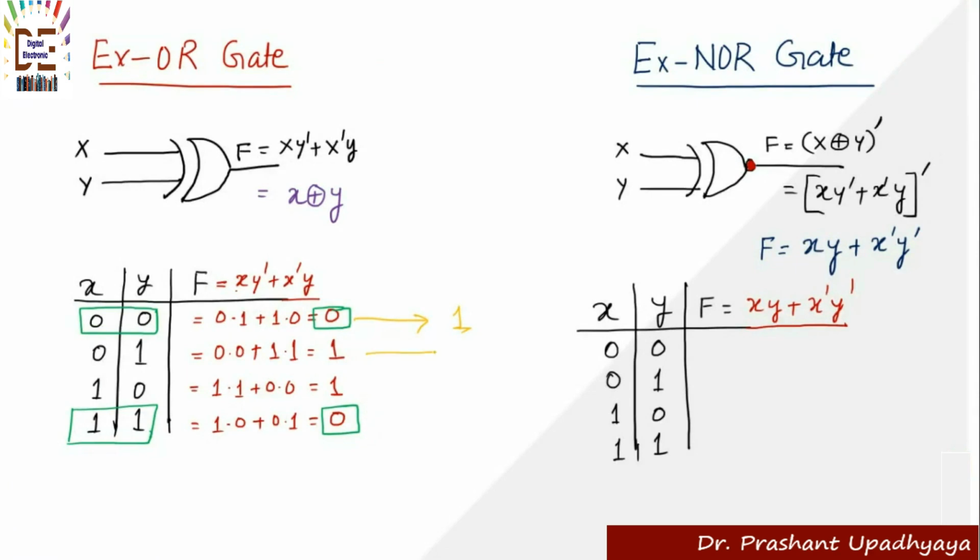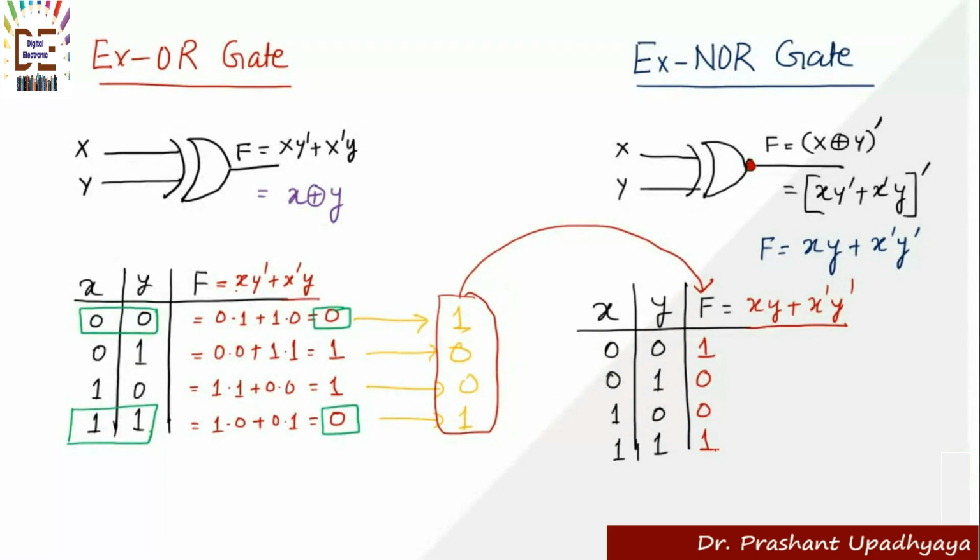Okay, and from 1 we will get 0, and from 1 it will give a 1. So what you have to do is simply copy and paste these values here. So what output will you be getting? You will be getting the output as 1, 0, 0, 1. Is it clear?